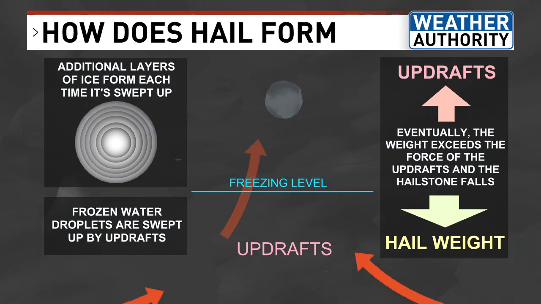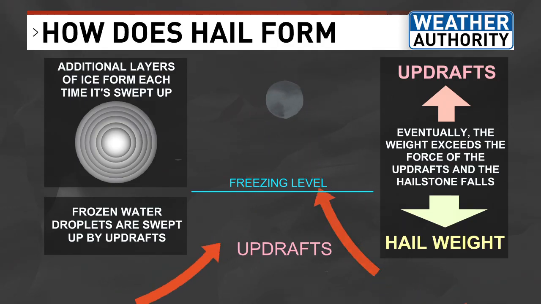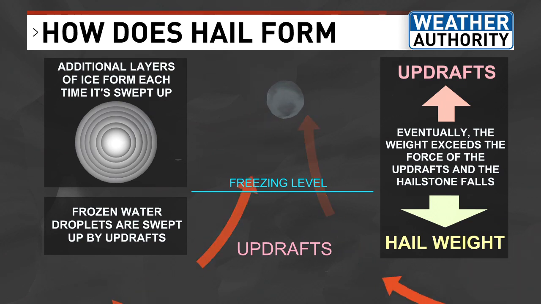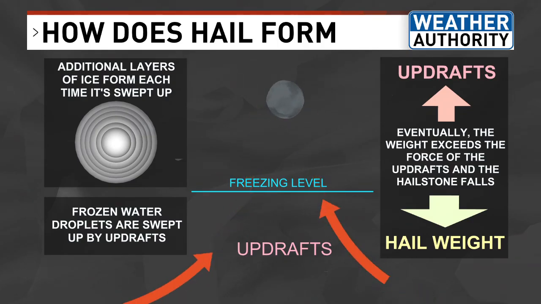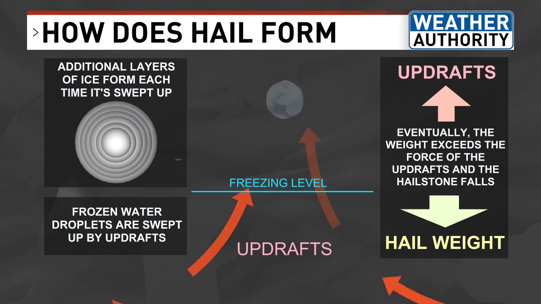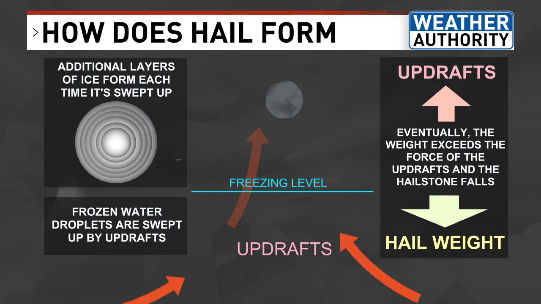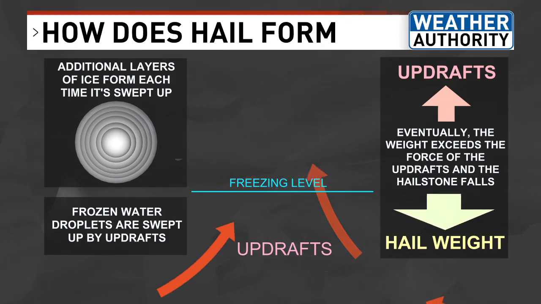So that updraft has to sustain that hailstone. Once it gets too heavy, depending on how strong that updraft is, then the hailstone will fall to the ground. If it's a really, really powerful storm, the updraft will be strong enough to keep it in the air for a long time, and then we get really, really big hailstones. If it's not a super strong storm, it doesn't keep it in the air for very long, and you might get hail that's the size of a pea or something like that.